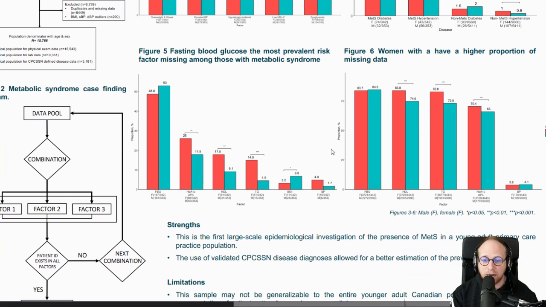When we looked at missing data, what we found was that fasting blood glucose was the most prevalent risk factor for missing data amongst both men and women with metabolic syndrome, and that women had overall a higher proportion of missing data compared to men.